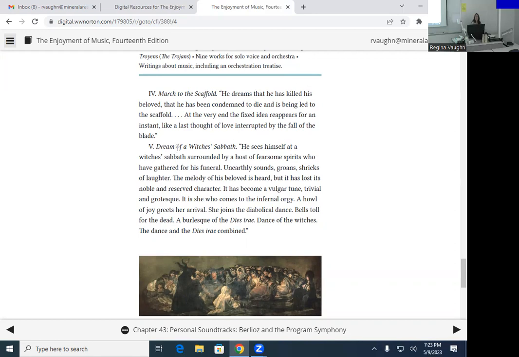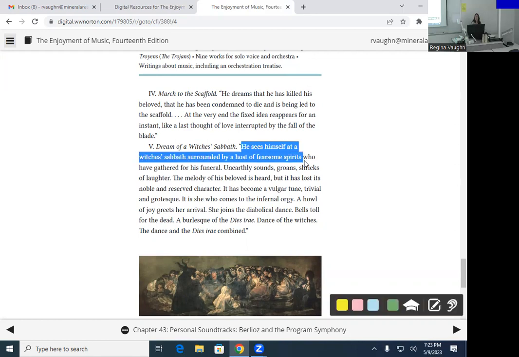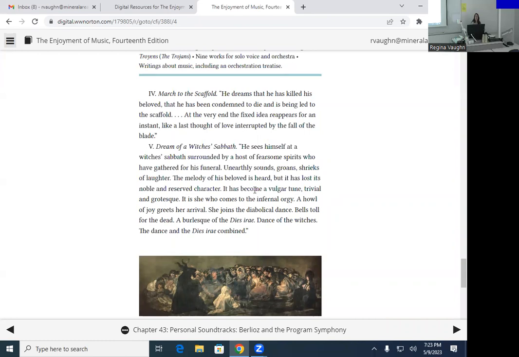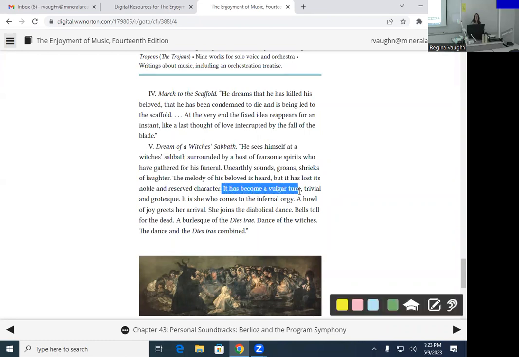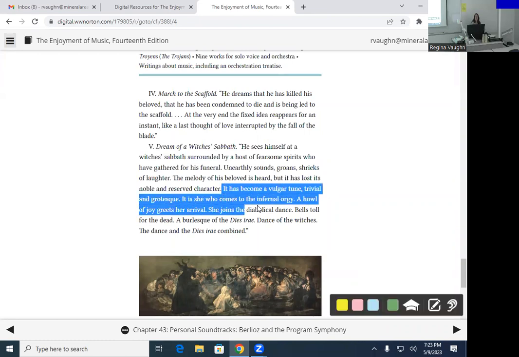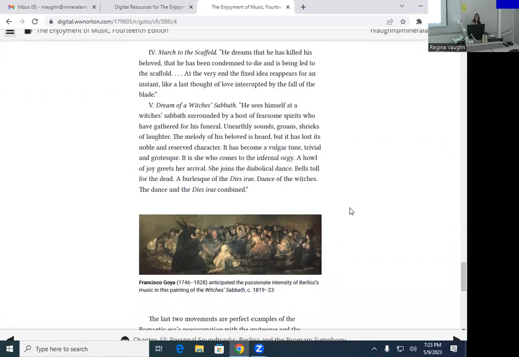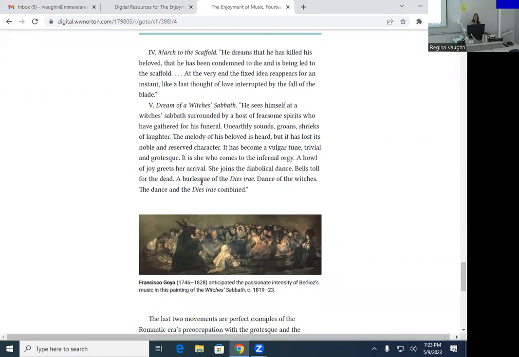And then the 5th is the dream of a witch's Sabbath. He sees himself at a witch's Sabbath, surrounded by a host of fearsome spirits who have gathered for his funeral. There are unearthly groans, shrieks, and sounds of laughter. The melody of his beloved is heard, but it has lost its noble and reserved character. It has become a vulgar tune, a trivial and grotesque sound. It is she who comes to the infernal orgy. In other words, she has become a witch, and she joins the diabolical dance.